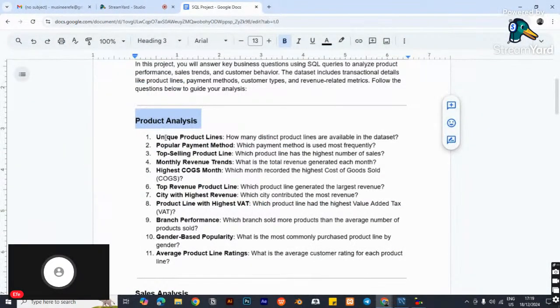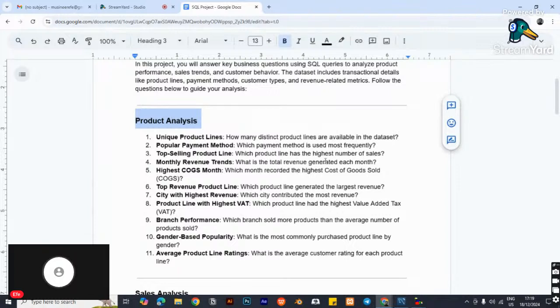So the first question says, how many unique product lines does this data set, or does this company, sell? How many unique product lines? We've answered this question over and over again in different tools we've been using. What it literally means is how many distinct product lines are available in the data set. You can carry out this analysis in Excel, in Power BI with a different approach, but we'll do that in SQL.